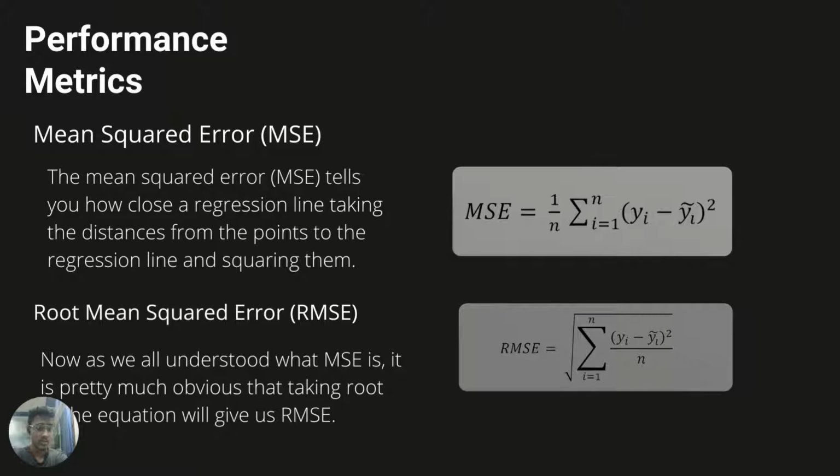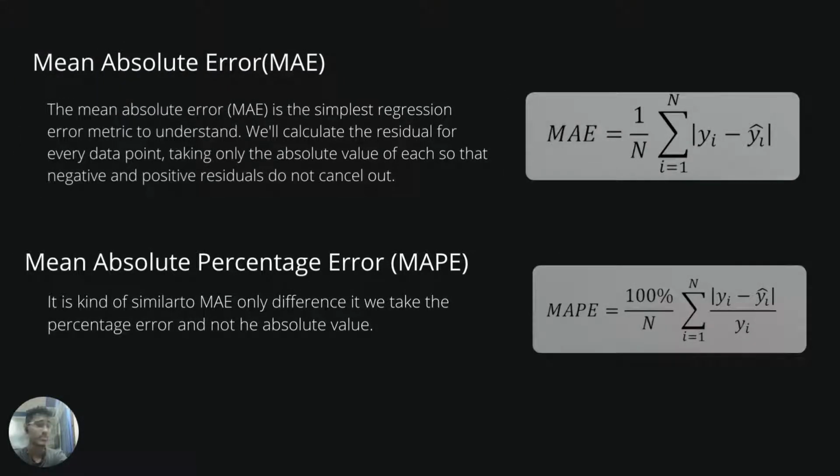And the next one is root mean squared error. Now, as we all understood what MSE is, it is pretty obvious that taking the root of it will give us RMSE. And the next one, mean absolute error. The mean absolute error is the simplest regression error metric to understand. We calculate the residual for every data point, taking only the absolute value of each, so that negative and positive results do not cancel out. And the next one is mean absolute percentage error. It is similar to mean absolute error, but the difference is that we take the percentage error when we calculate it.